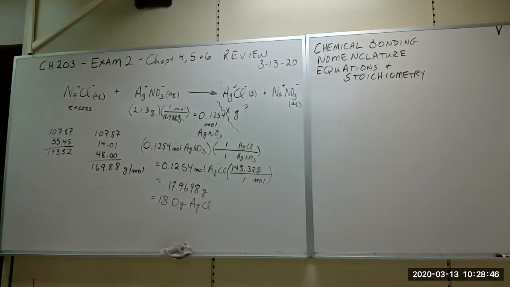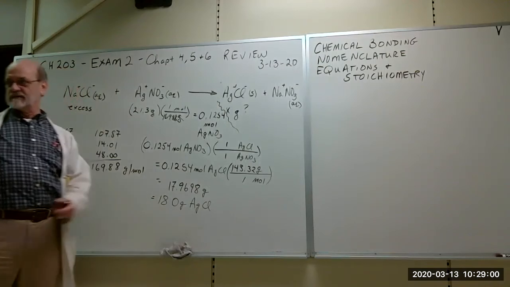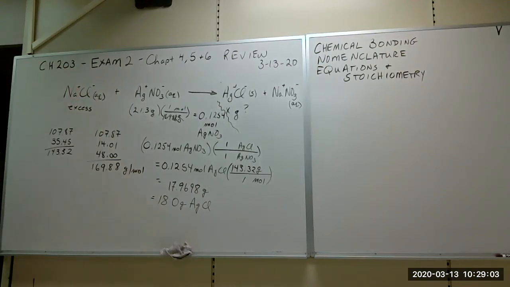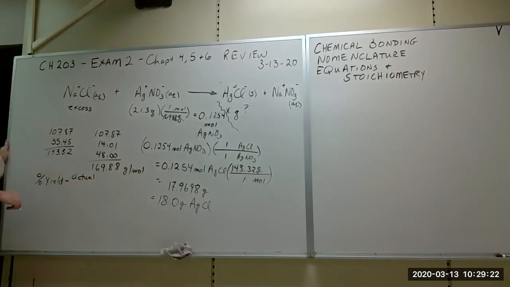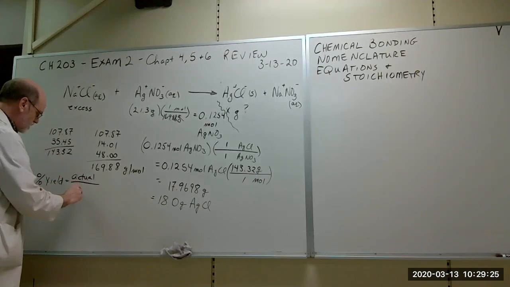All right, suppose you're not that good in the lab, and you spill some on the way. So there's an efficiency. There's a theoretical amount, which is that, and then there's an actual amount, which is what you actually get. And that gives you a percent yield. So you have the actual amount that you isolated from this experiment, and then the theoretical amount that we just calculated.